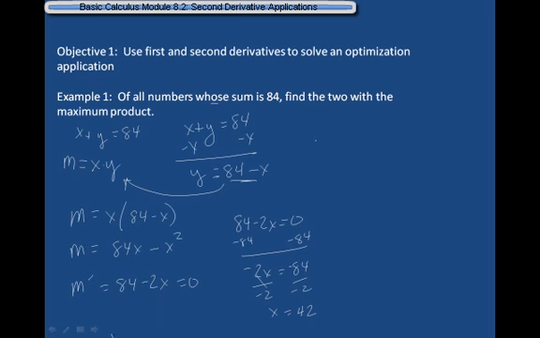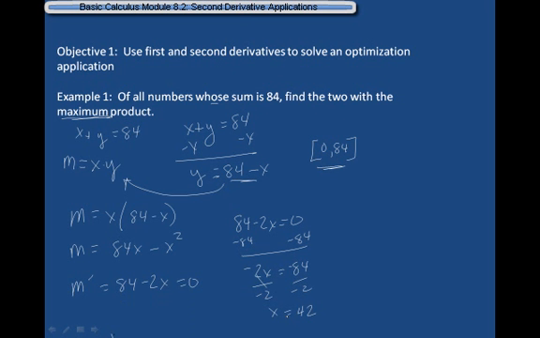Now, we need to remember that if we're looking for two numbers whose sum is 84, then our domain is going to be between 0 and 84. If x is less than 0, then you would have a negative product, and that would not be helping you find the maximum product. If x was bigger than 84, then your y value would have to be negative in order for the sum to be 84. And if you have a positive and a negative, again, you'd have a negative product, which would not be maximum. So our domain is the interval from 0 to 84.